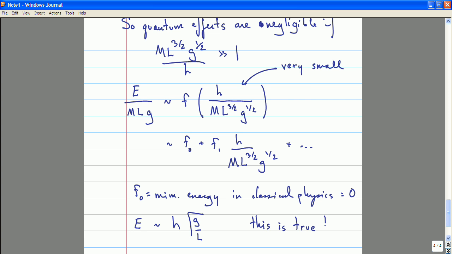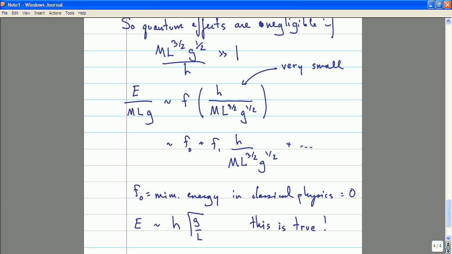It's a true statement about physics. There's a few really interesting things I want to point out about this formula. The first is that it's independent of the mass of the pendulum. Just as in Newtonian physics, if you were computing the period of the pendulum, it turns out the answer is independent of the mass of the pendulum.